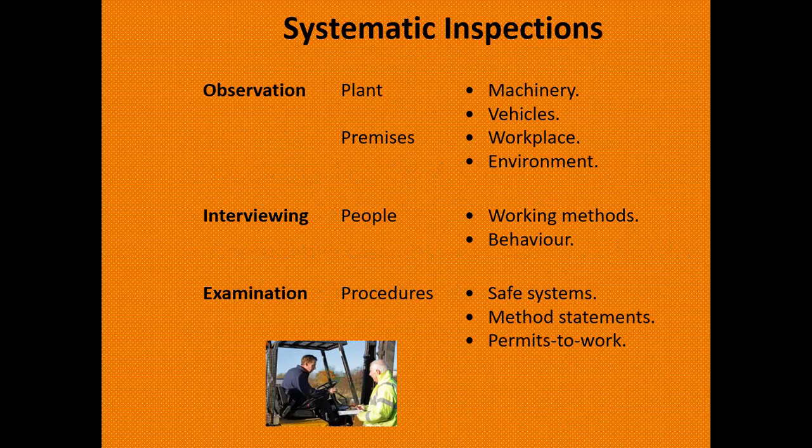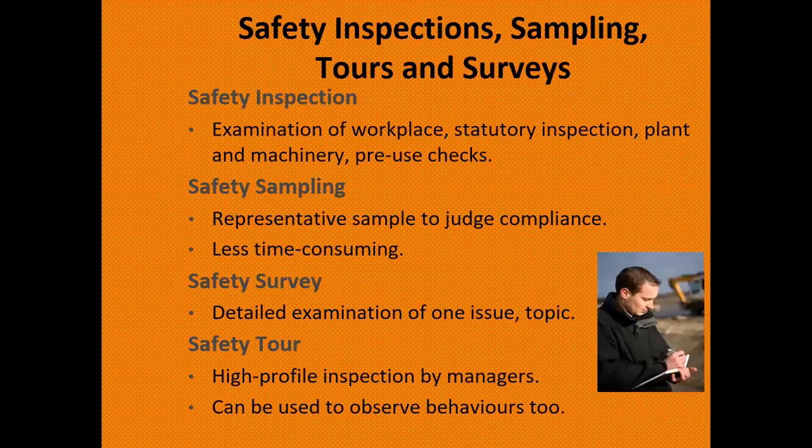We have some systematic inspections like plant and equipment, premises, workplace environment, access, egress, and interviewing people. This is also a type of inspection. We check their behavior, we find out their problems. And examination of procedures, safe systems, method statements, permit to work. These are all procedures which we examine during the inspection. Safety inspection, sampling, tours and surveys. Safety inspection, examination of workplace, statutory inspections, plant and machinery, pre-use checks. These are the types of safety inspections.